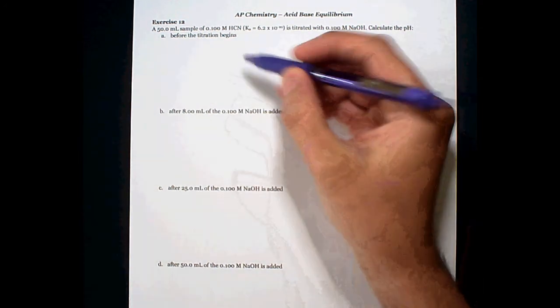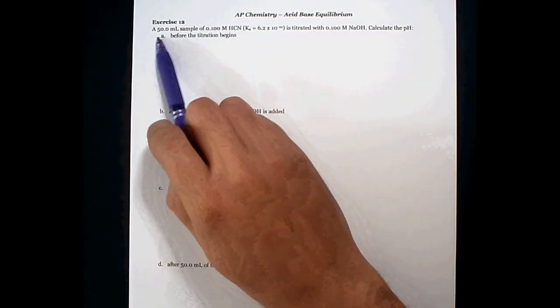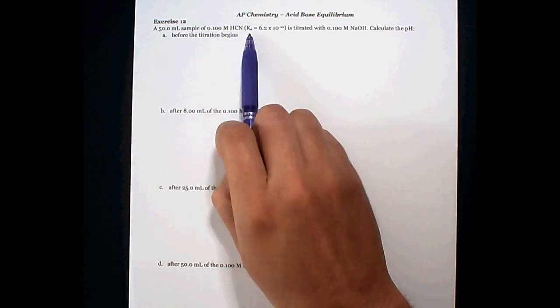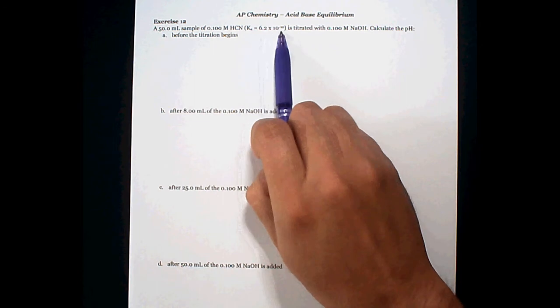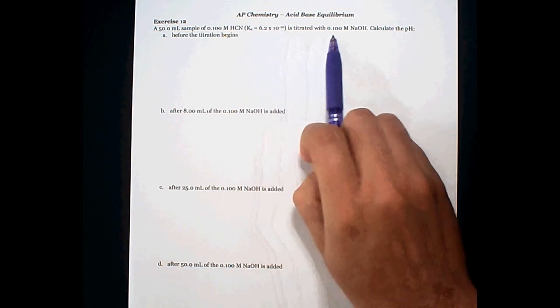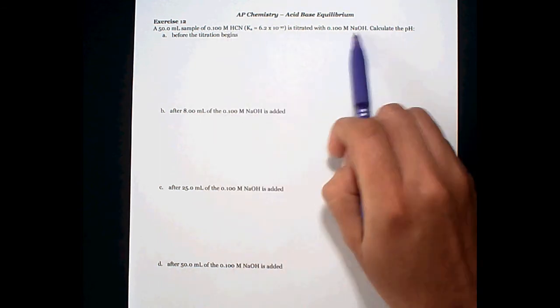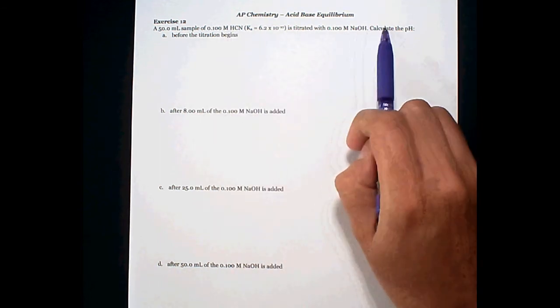All right, so let's do an example problem of what we're talking about with the titration. This is from our notes, exercise 12, the last thing in our notes. We have a 50 milliliter sample of 0.1 molar HCN. It gives us the Ka is 6.2 times 10 to the negative 10th, and it's titrated with 0.100 molar NaOH. So this is our weak acid, and this is our strong base that we're titrating with it. Our goal is to calculate the pH for all of these points.